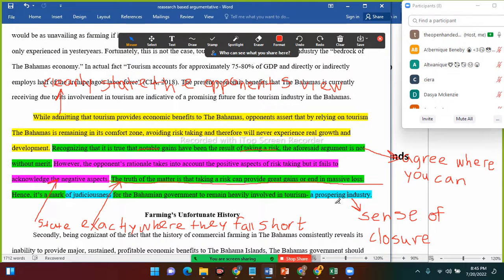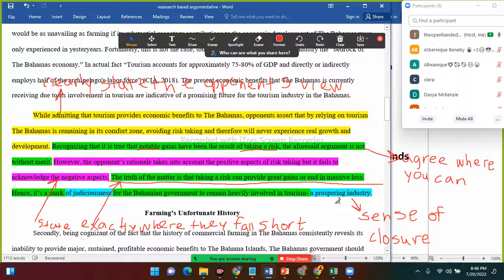Obviously, your rebuttal is not going to be as lengthy as this, because you only have a few moments in your actual essay to give a rebuttal. So it shouldn't be the whole paragraph. It shouldn't be too much. It should just be a few sentences. But at least you get an understanding of how to frame a rebuttal.